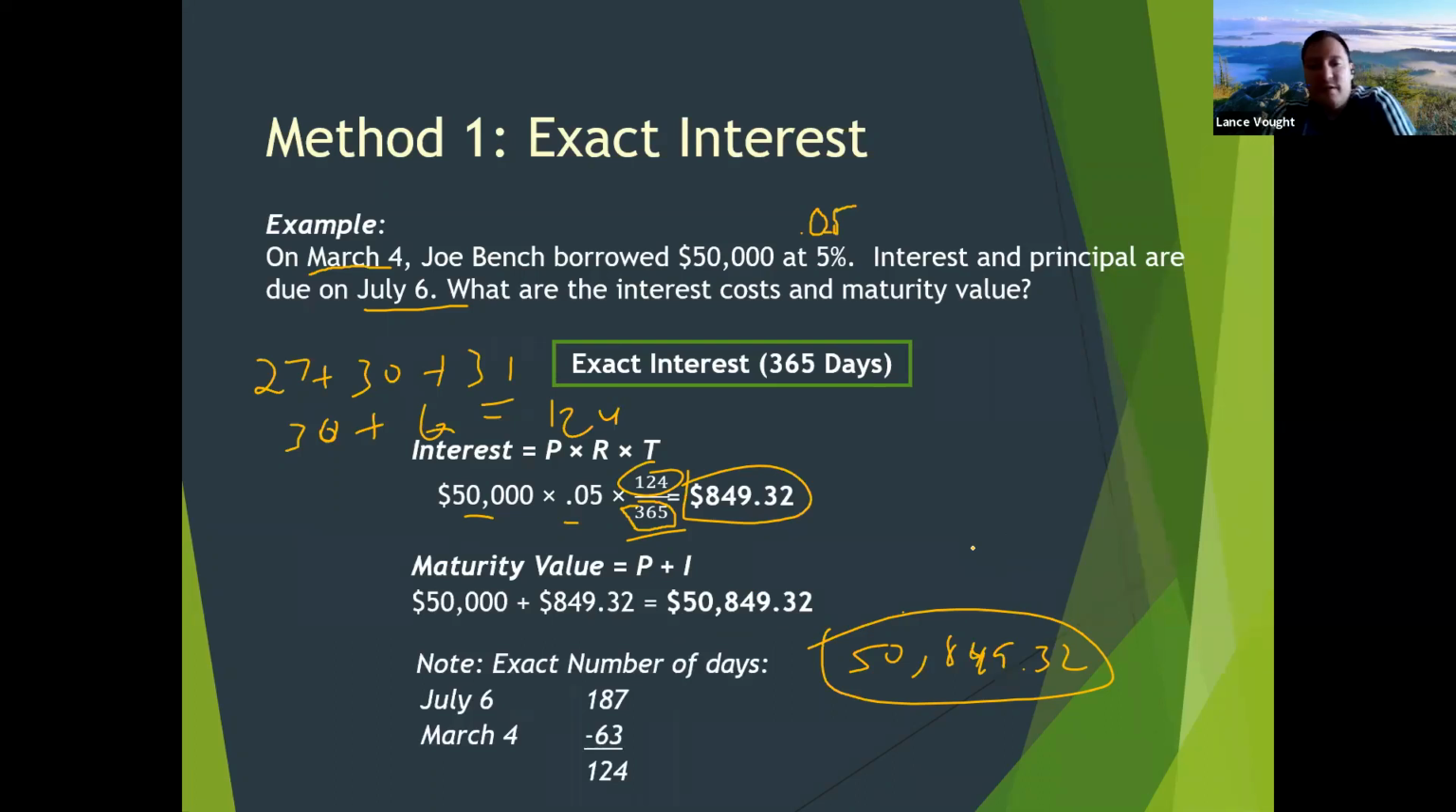I guess their methodology of calculating the number of days is what day of the year it is. So I guess July 6th is the 187th day of the year and March 4th is the 63rd. Which I guess technically makes it easier to avoid making mistakes. But that's if there isn't a leap year. If it's a leap year, then it would be 366.